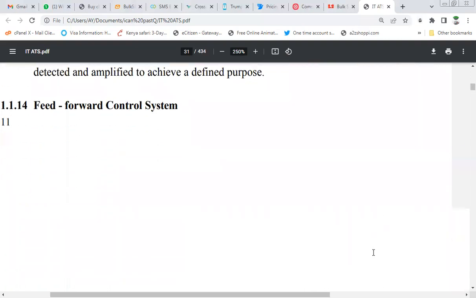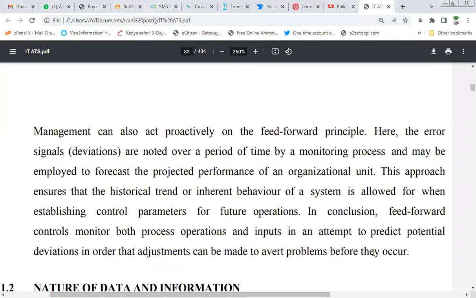Feed forward control system. Let's read that. Management can also act proactively in a feed forward principle. Here, the error signal deviations are noted over a period of time by a monitoring process and may be employed to forecast the projected performance of an organizational unit. This approach ensures that the historical trend or inherent behavior of a system is allowed for when establishing control parameters for future operation. In conclusion, feed-forward control monitors both process operation and input in an attempt to predict potential deviation so that adjustment can be made to avert problems before they occur.